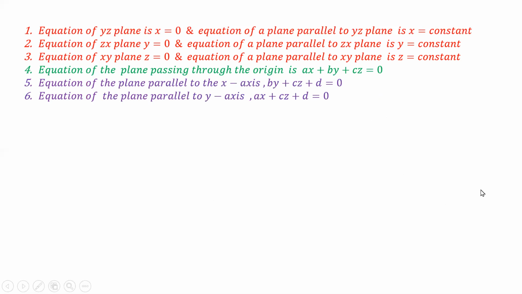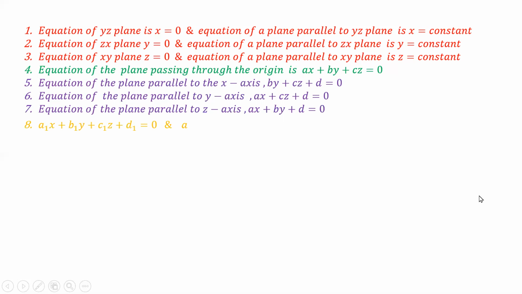That is, the coefficient of y in the general equation of a plane is 0. The equation of the plane parallel to the z-axis is ax plus by plus d equals 0. Now, if the equations of two planes are given, and it asks whether the planes are parallel to each other or not, how do we find that?